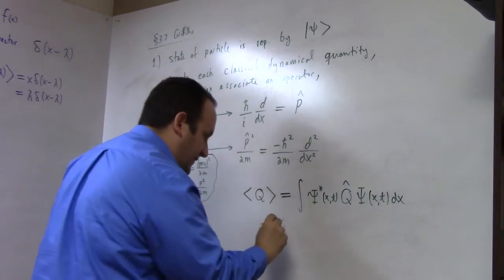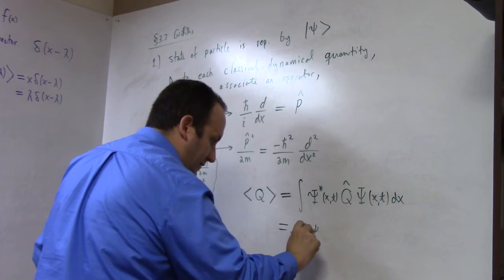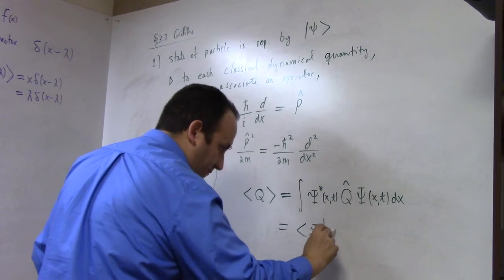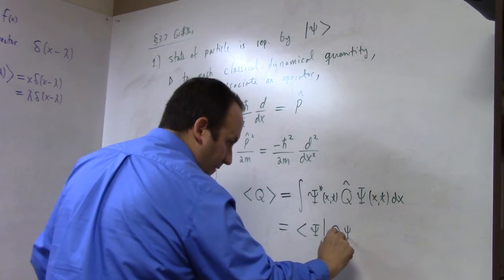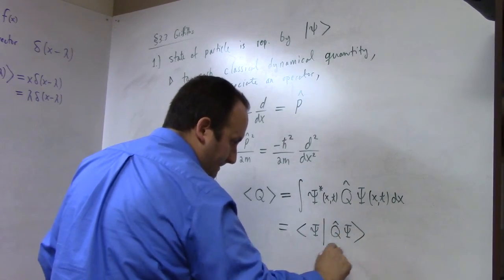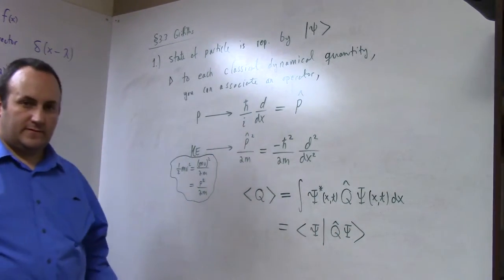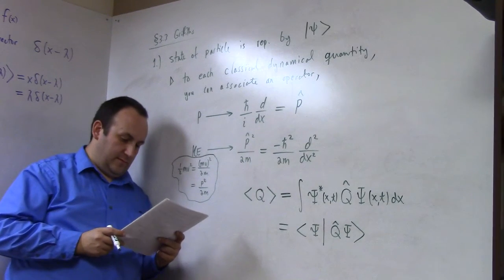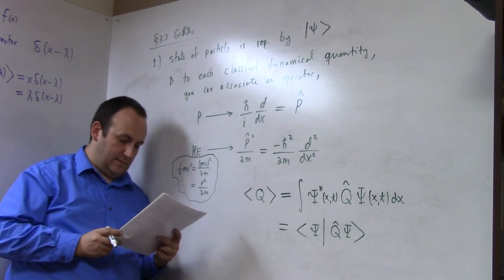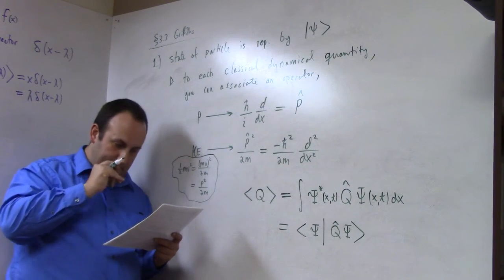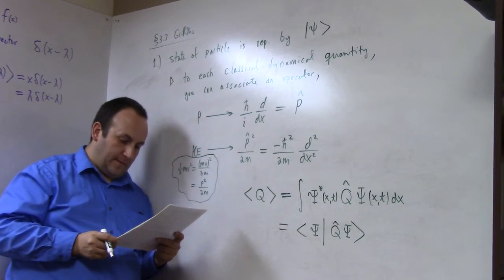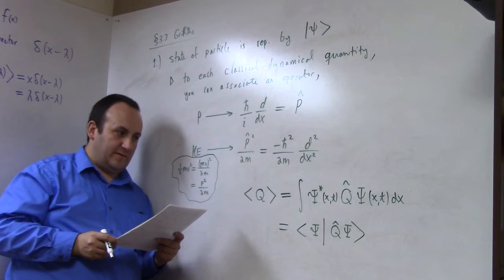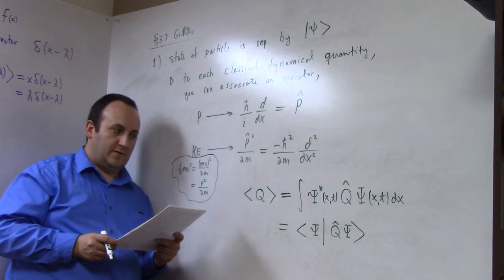In the bracket notation, this just looks like psi, bracket, Q hat psi. So that's the average value of Q that you'll measure.